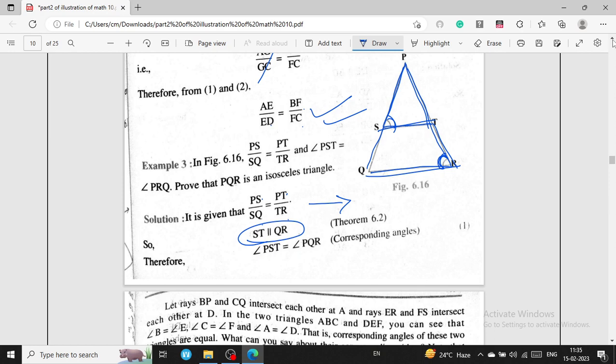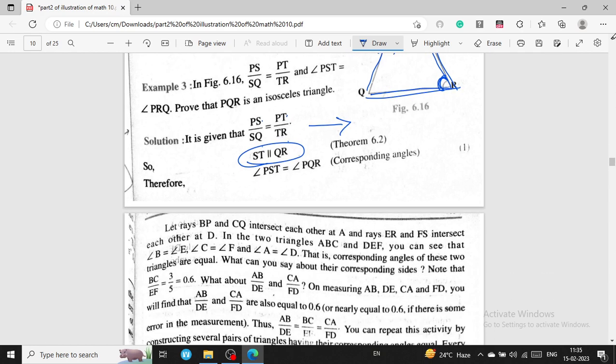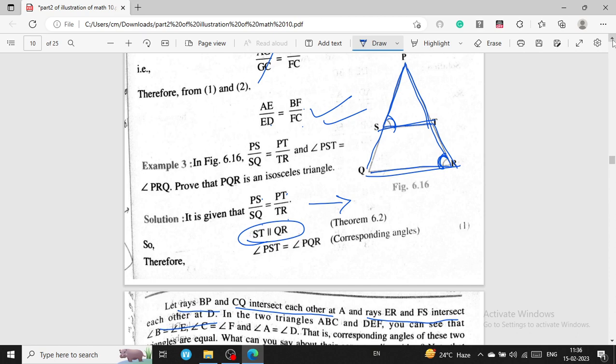And after that, you can see here we take that ray BP and CQ intersect each other at a point A, and ray ER and FS intersect each other at point D. Oh sorry, it's not related to it.